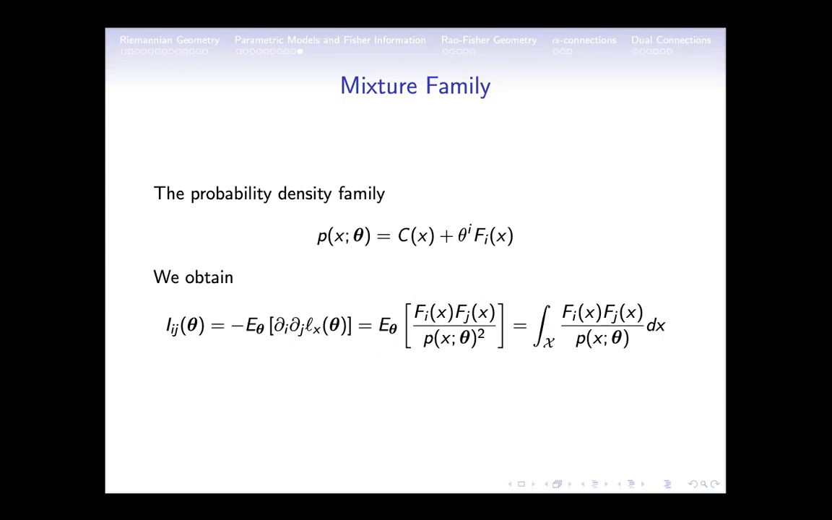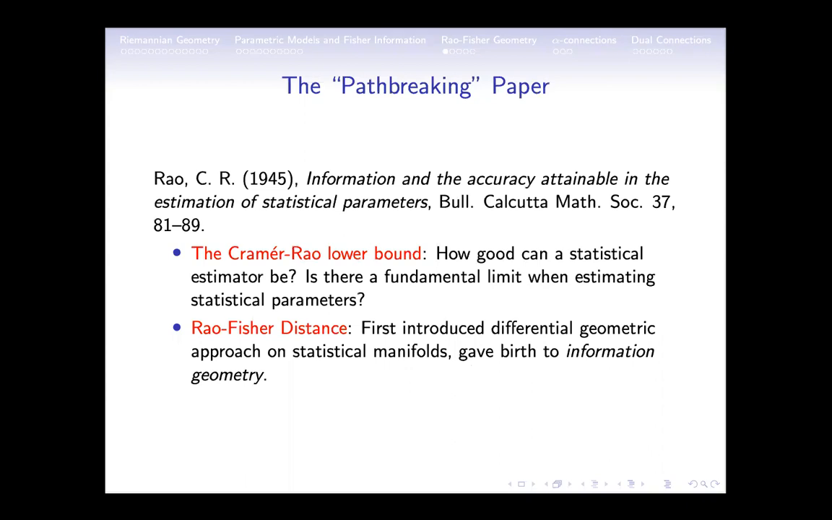Now we see what many refer to as the path-breaking paper of 1945 by our own C. R. Rao. The paper was named Information on the Accuracy Attainable in the Estimation of Statistical Parameters, and it was published in the Calcutta Mathematical Bulletin. It had two very significant contributions to the field of statistics, and you can't really go without naming the first one, even if it's not relevant to our topic: the Cramer-Rao lower bound. It was introduced in the same paper.